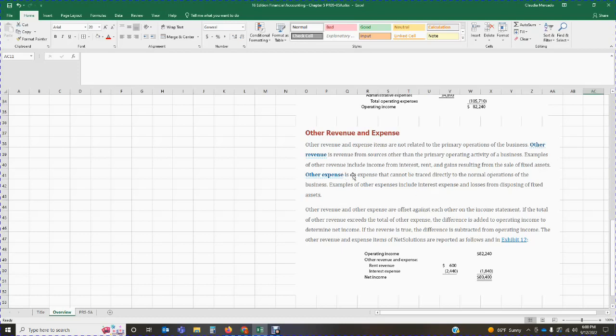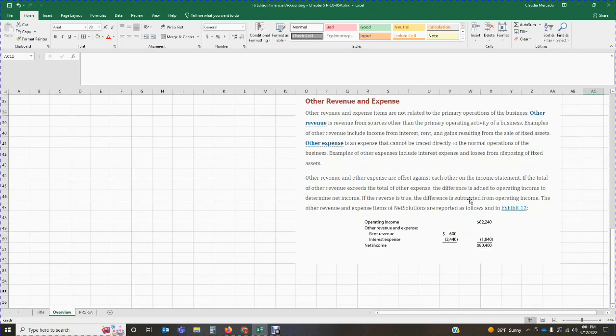Examples of other revenue include income from interest, rent, and gains resulting from the sales of fixed assets. Other expenses are any expenses that cannot be traced directly to the normal operations of the business. This can include interest expense and losses from disposal of fixed assets. And for the other revenue and expenses, we have its own category that we report in the income statement.